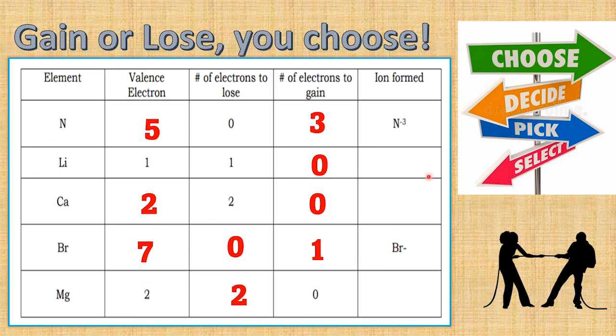So, what ion is formed? For nitrogen, you form a -3. For lithium, +1. For calcium, +2. And for magnesium, it is +2. I hope you got it all correct.